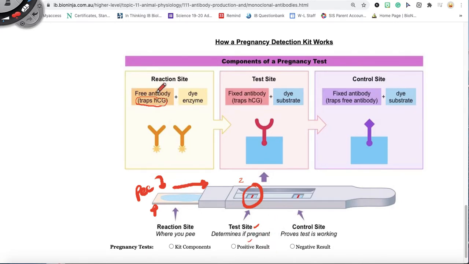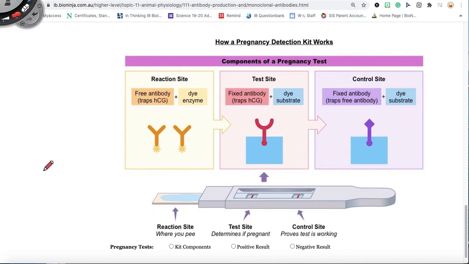Now, these free antibodies that have trapped the HCG keep moving down the stick, and they also react with the fixed antibodies here. These fixed antibodies are able to trap any type of protein or enzyme, so this site also turns blue, and it's just a control site. It means that the test is working. So if you're pregnant, you're going to get a positive result by seeing two lines: this line here and this line here, this one being the test site and this one being the control site.